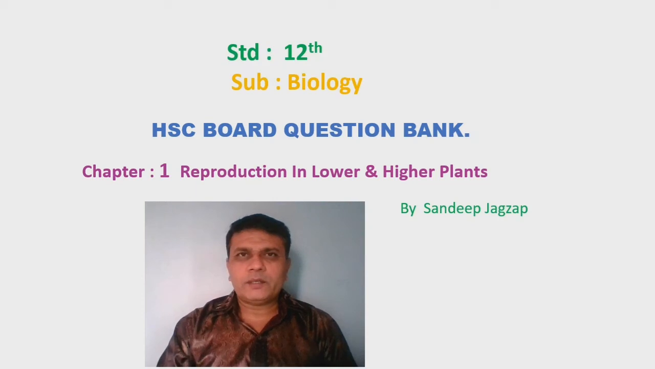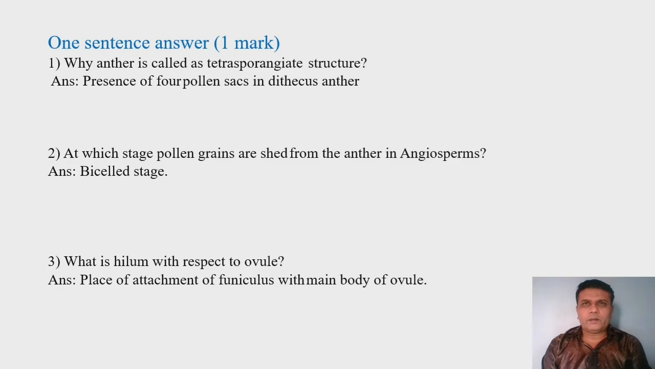Hello students, in this session of chapter number 1, reproduction in lower and higher plants, we are going to see the remaining questions which are given in the HSC board question bank. Now first we will see one sentence answer questions, and these one sentence answer questions are for 1 mark each. So you will have to write the answers in one sentence.